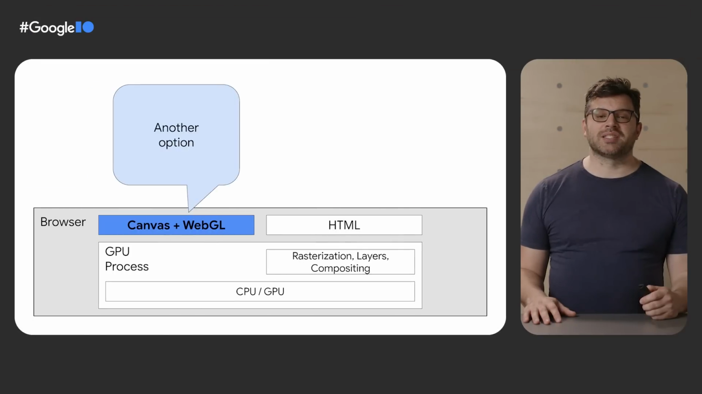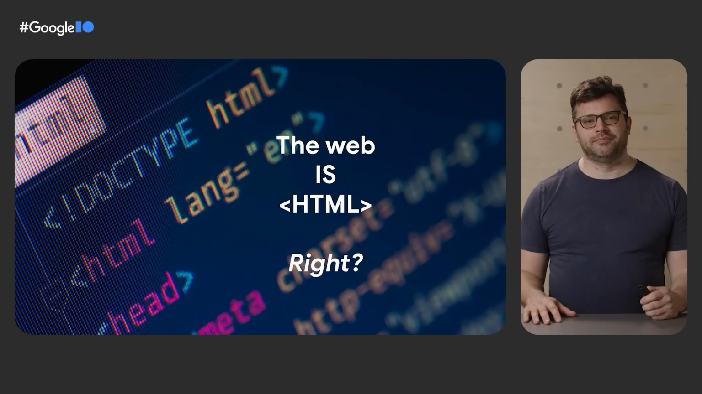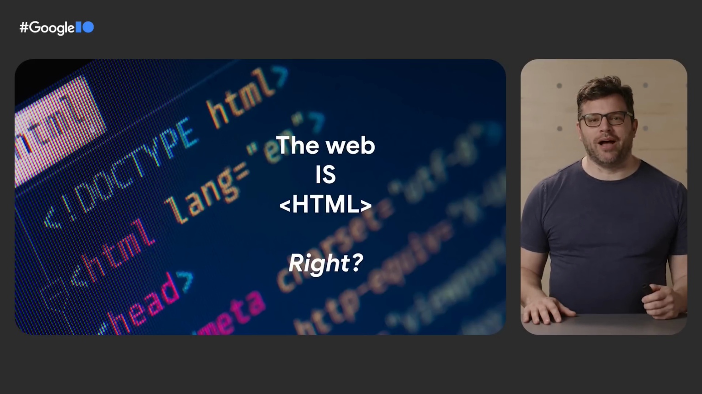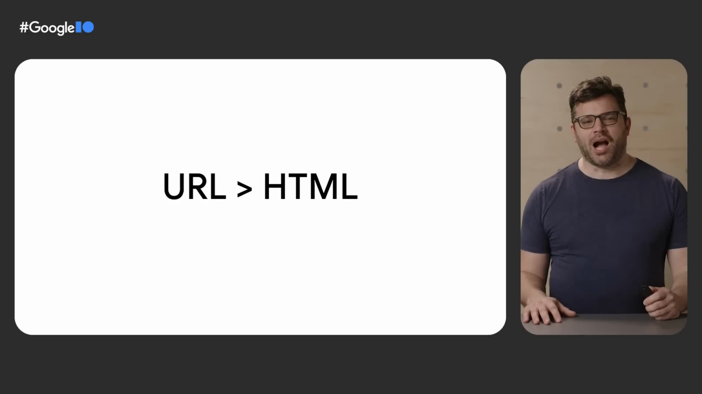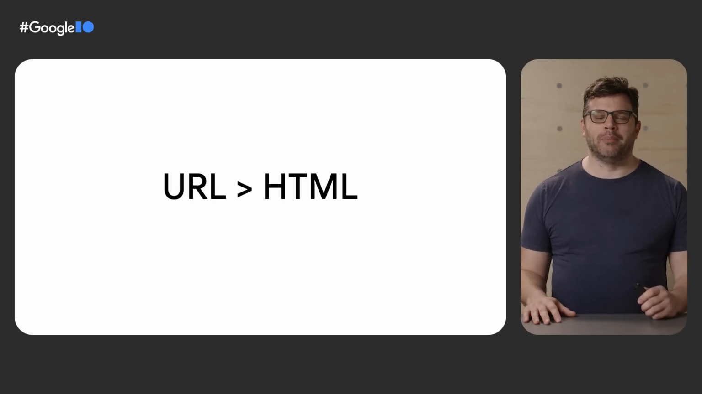Canvas started with a simple 2D API to literally paint pixels, and it freed developers from the "everything must be an element" model of HTML. Then WebGL came along to bring 3D and accelerated graphics to the web. But wait, some might say, you can't ditch HTML. HTML is what makes the web, right? I'd actually claim it's the URL and not HTML that's core to the web.